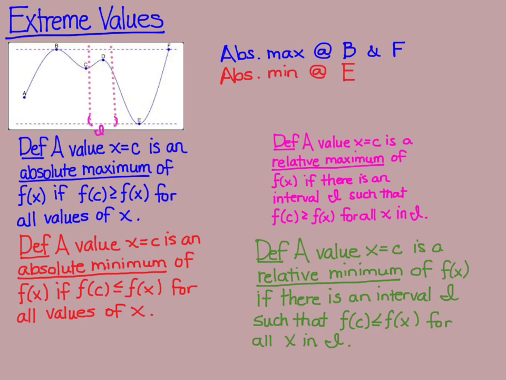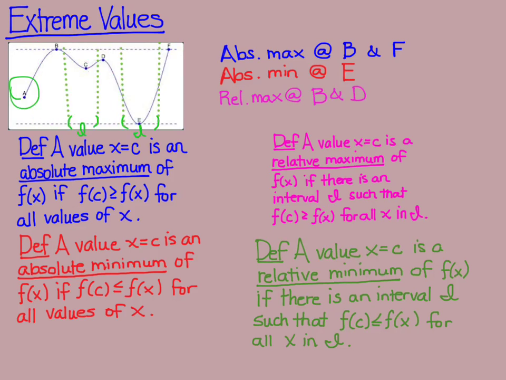So for example, d is a relative maximum because on the interval I that I drew here, you'll see that d is the largest y value that's achieved in that open interval. Similarly, b is a relative maximum because in the interval that I drew here, b is the largest y value that's achieved. Notice that f, however, is not a relative maximum because we can't draw an open interval around it.